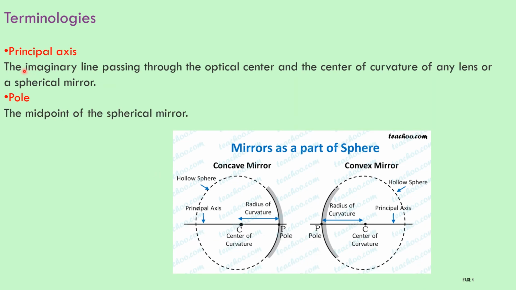Principal axis, the imaginary line passing through the optic center or center of curvature of any lens or a spherical mirror. This is the principal axis. Principal axis is nothing but the imaginary line that passes through the center of curvature and the pole. Next one, what is meant by pole? The midpoint of the spherical mirror. Here this is the spherical mirror. The midpoint of the spherical mirror, we will call a pole.